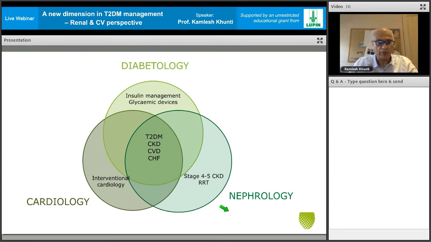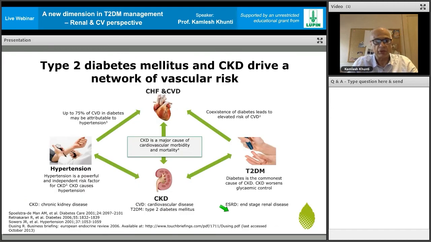And so, we get the type 2 diabetes, CKD, cardiovascular disease, and chronic heart failure. And that's why a lot of people are saying this is cardiometabolic renal disease or CARE-ME disease, the new term that's recently being introduced.